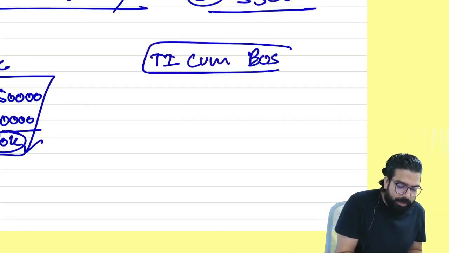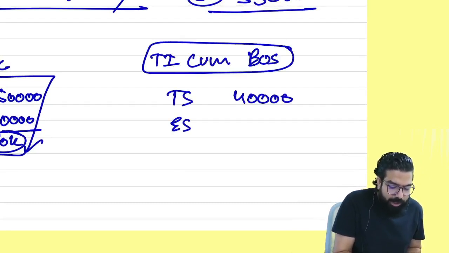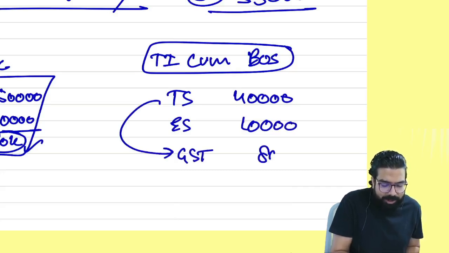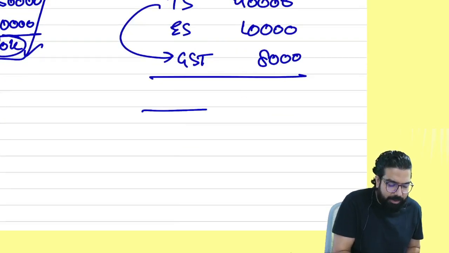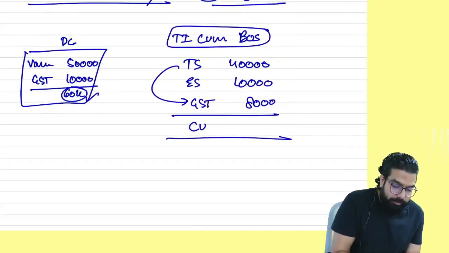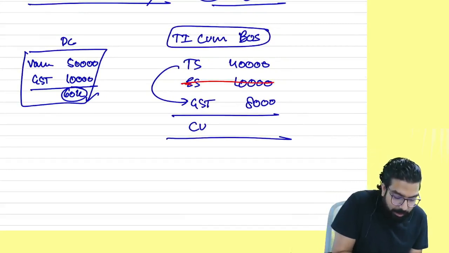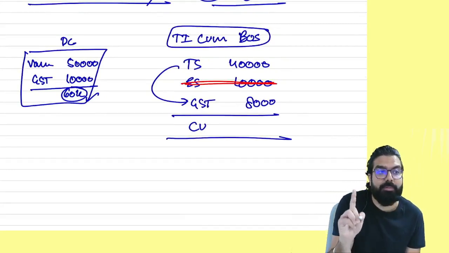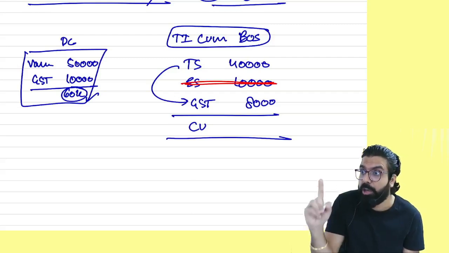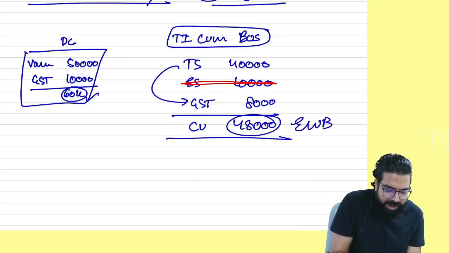Okay, I made one tax invoice cum bill of supply. I showed taxable supply 40,000 and exempt supply 10,000. On the taxable supply, I charge GST 8,000. Can you tell me the consignment value, everyone? Is an e-way bill required or not? Remember, exempt supply is never included in your consignment value. And hence the value will be 48,000.